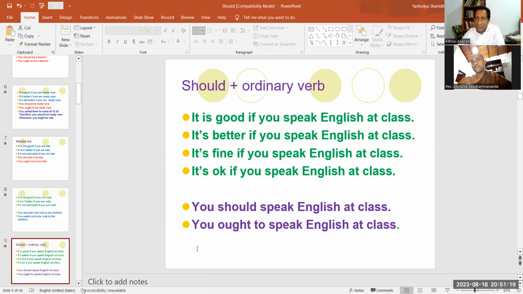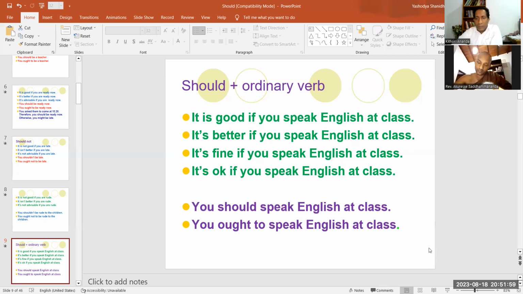There can be mistakes, it's okay. Mistakes are actually accepted, as long as you make an effort to converse in English. It is good if you speak English, it's better, it's fine. The idea can be expressed simply by using should. You should speak English at class. You ought to speak English at class.